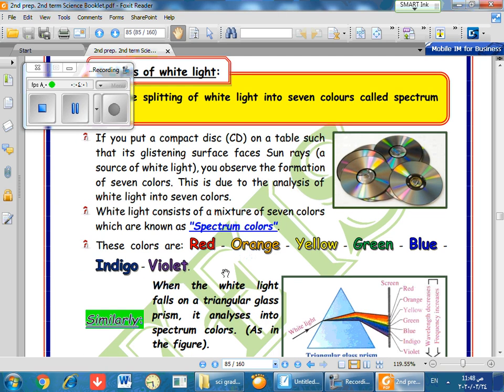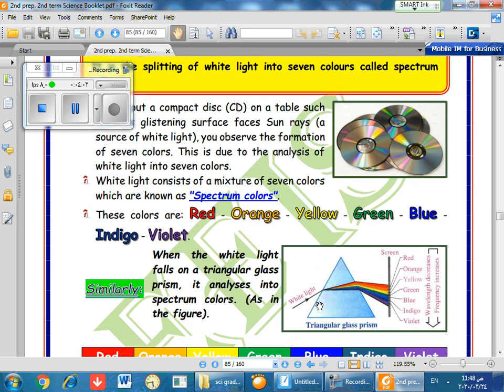If we want to know the analysis or splitting of white light or sunlight, we must get a glass prism like this, a triangular glass prism. If the sunlight falls on one side, the other side will split this light into 7 spectrum colors. It has an order: red, orange, yellow, green, blue, indigo, violet.